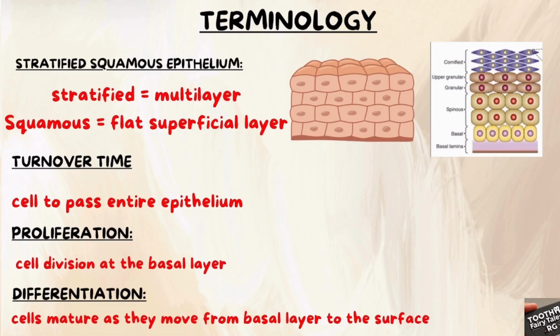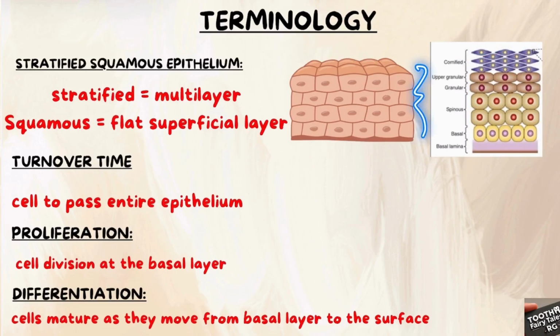What is stratified squamous epithelium? The name itself is giving us a clue. Stratified means many layers, and squamous is referring to flat cells. So stratified squamous epithelium is a tissue which is made up of layers of cells, and the topmost layers of the cell are flat.